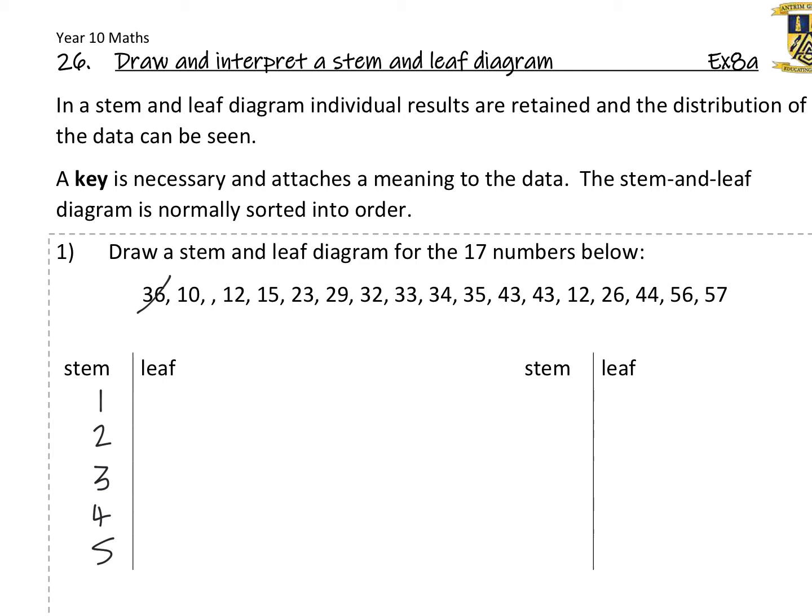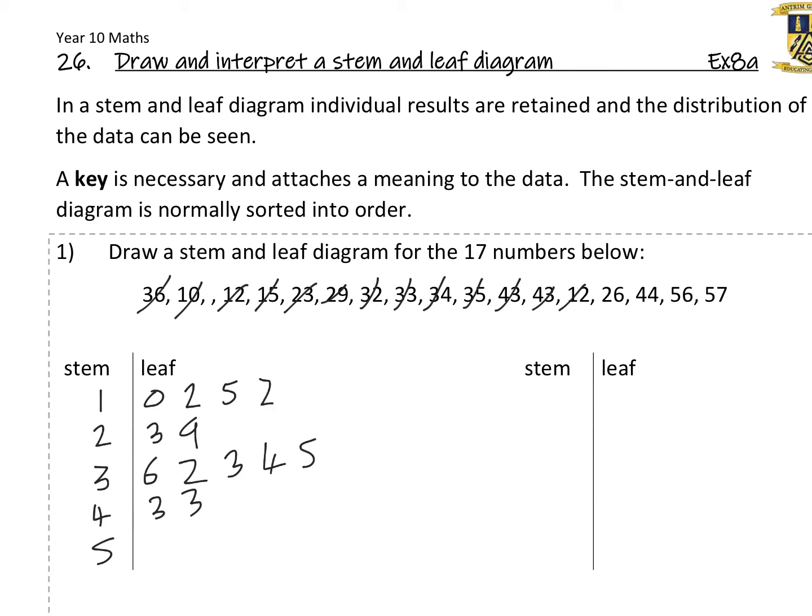And I'm going to put in 36, which should be there, 10, 12, 15, 23, 29, 32, 33, 34, 35, 43, 43, 12, hope you're having as much fun as me, 26, 44, 56, and 57. By doing that, I've made sure I haven't missed any of the numbers.